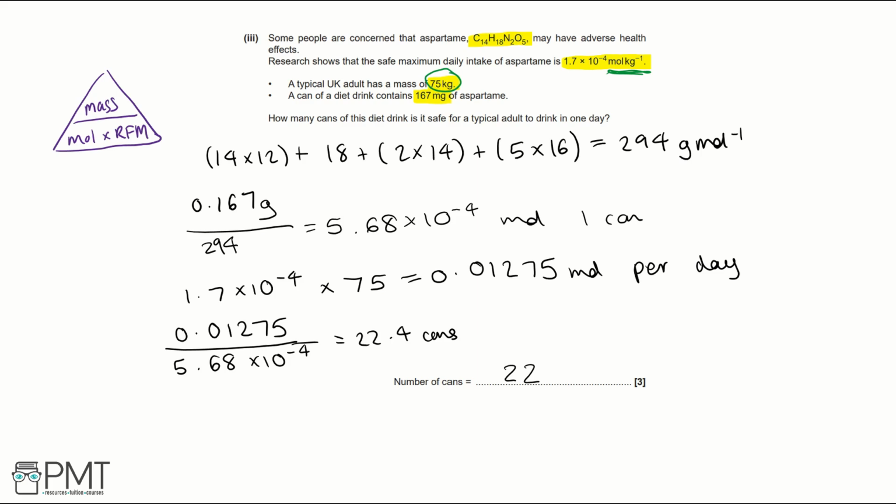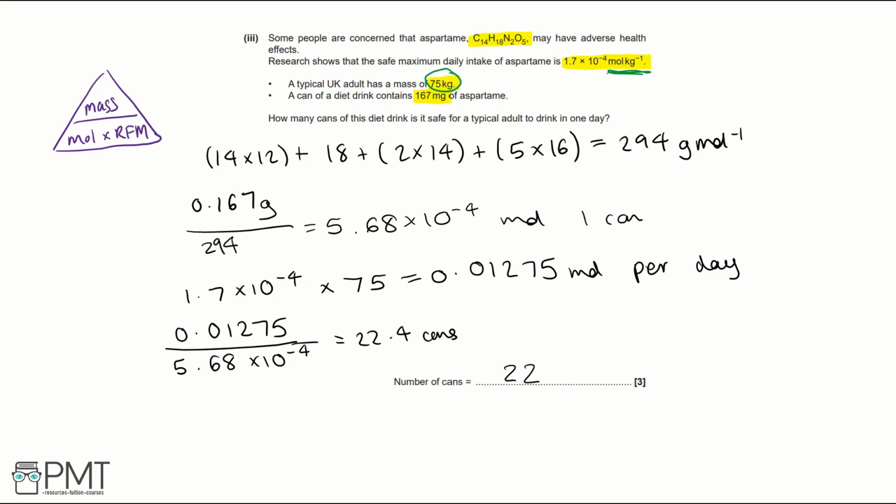To get the 3 marks for this question, you get a mark for working out the number of moles in 1 can, so 5.68 times 10 to the negative 4 moles. You get a mark for working out the number of moles you can have per day of aspartame, so 0.01275 moles. And then you get your third and final mark for working out how many cans you can have, so this is 22.4 or 22.